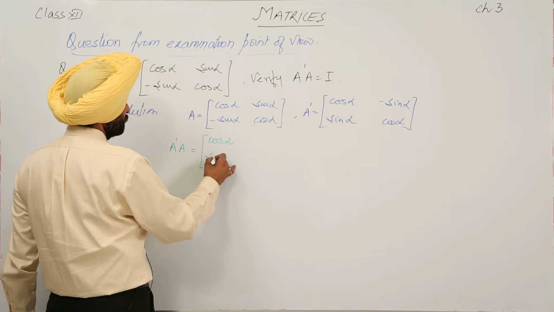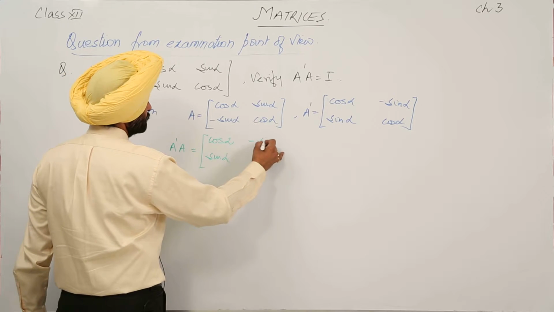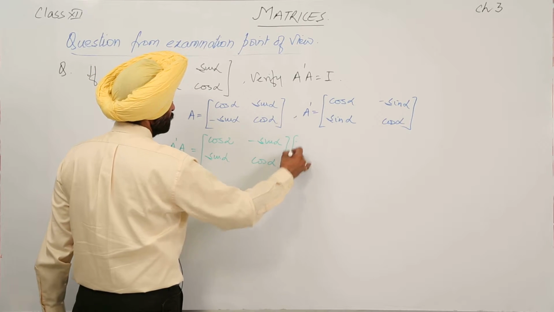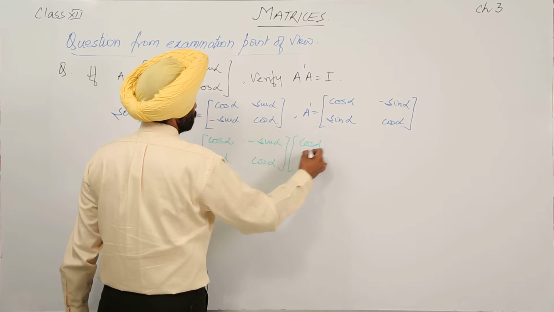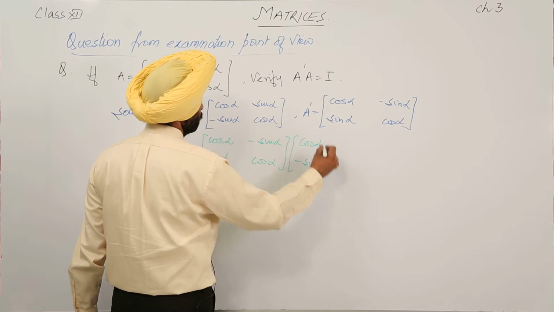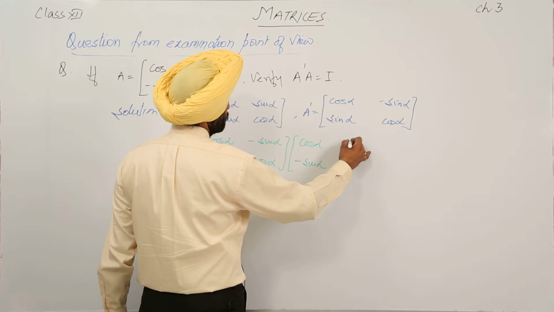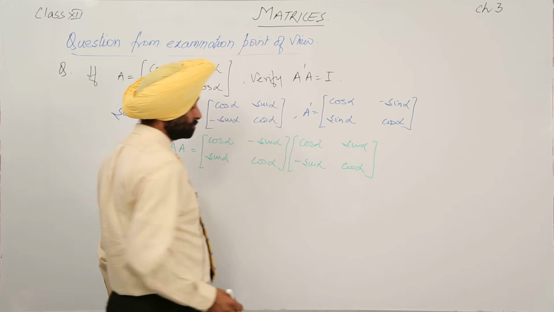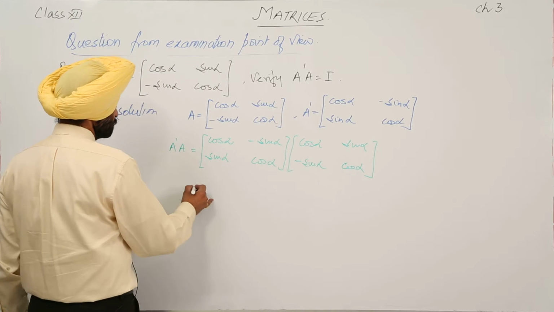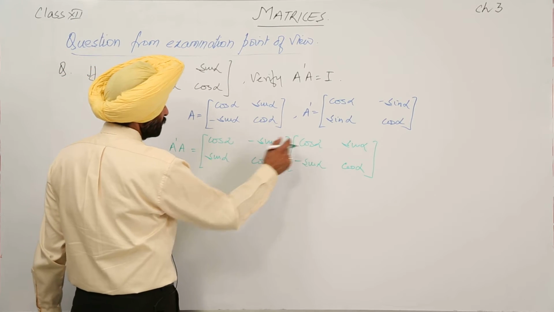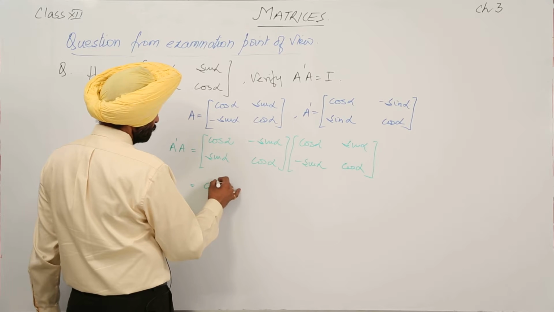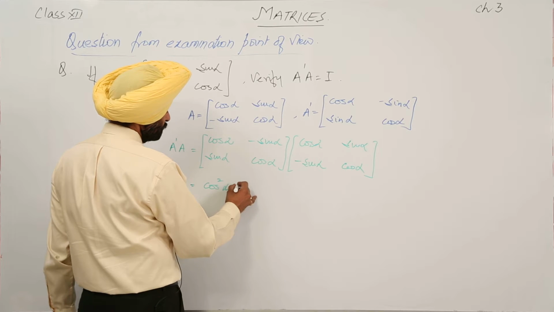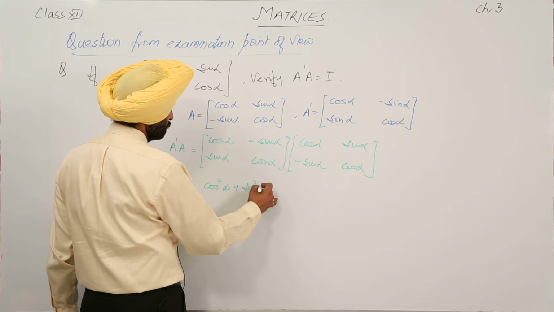cos alpha sin alpha, minus sin alpha and cos alpha, with cos alpha minus sin alpha and sin alpha cos alpha, rows with columns. Okay. Now cos alpha with cos alpha, we are getting cos square alpha, minus and minus, we are having plus sin square alpha.